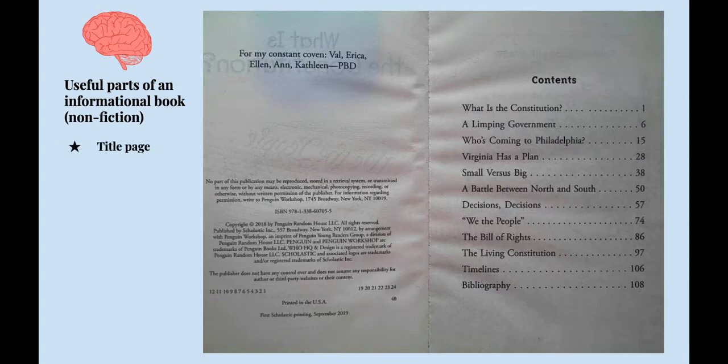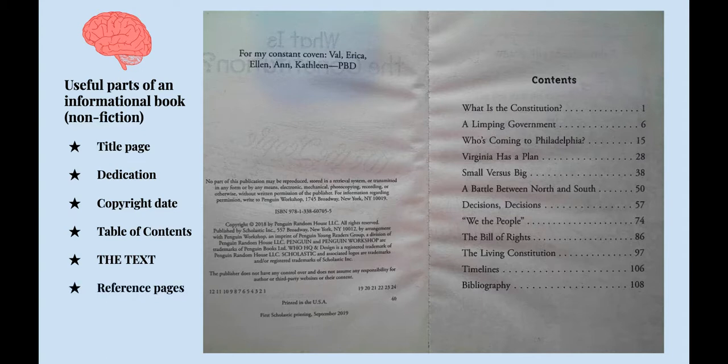For example, they will almost always have a title page. There'll be a dedication from the author. There will be some place that lists when the book was copyrighted, when it was made a legal book in certain ways. The table of contents. Then there's the text, most of what's in the book. There might be some reference pages at the end. There's probably an index, and then a bibliography. In this book, for whatever reason, there is no index, so we're not going to talk about that any further.